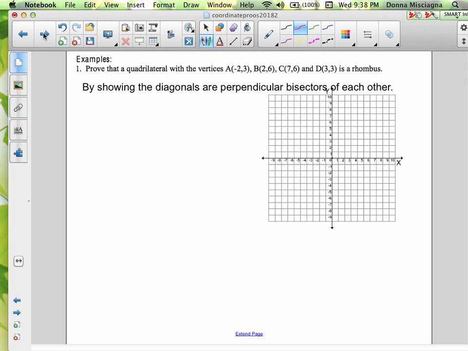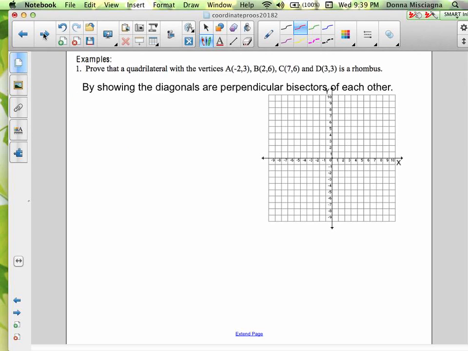All right, so we're going to prove that the quadrilateral with these vertices is a rhombus by showing that the diagonals are perpendicular bisectors of each other. The bisectors prove it's a parallelogram. The perpendicular proves it's a kite. By the way, it would not be enough to prove the diagonals were perpendicular because that's also true of the kite. The difference is with the rhombus, they are bisectors of each other. With a kite, they're not both bisected. So that's why we have to prove it's a parallelogram.